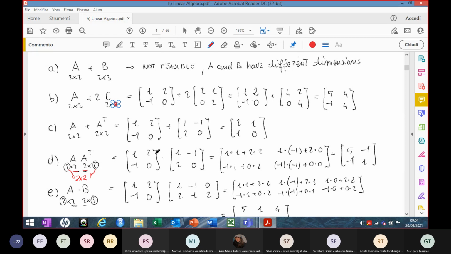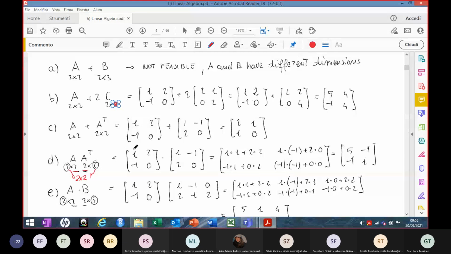I repeat. Now look at the product between this vector and this one. You have 1 times minus 1 plus 2 times 0. And I wrote it here. Then we exhausted all the operations involving the first row of A.